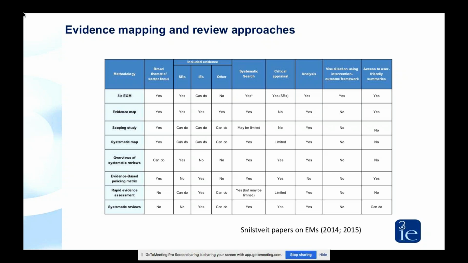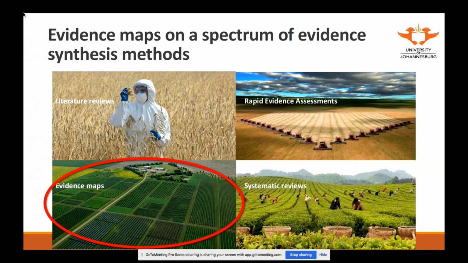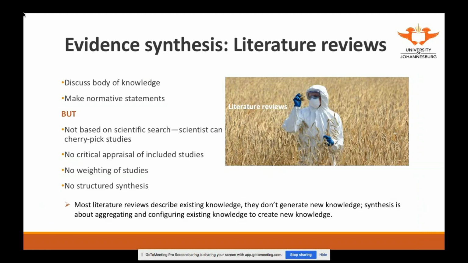So then really just from our side, in a bit more approachable way, evidence maps are on the spectrum of evidence synthesis methods, and just to position them very quickly between literature reviews, rapid evidence, these are more descriptive overview of knowledge. So literature reviews, as we all know, like to discuss a body of knowledge, make normative statements, so not really based on research, etc. We have our slight problems with them in terms of methodological approach, but they describe existing knowledge, they don't necessarily generate new knowledge, and they might do a synthesis or might not do a synthesis, but it is a discussion of the body of knowledge.